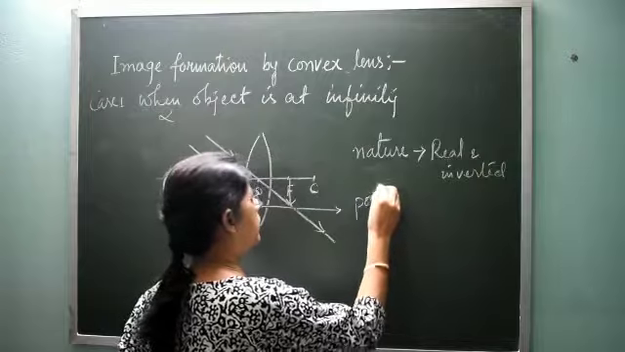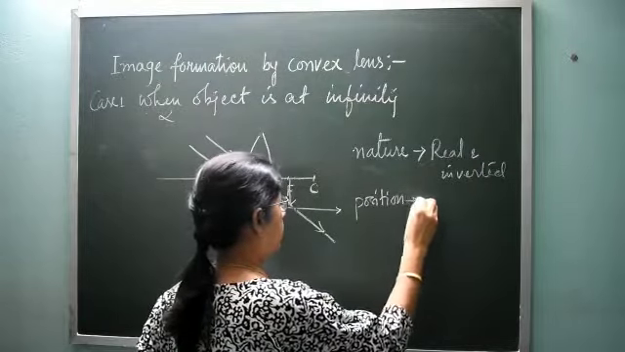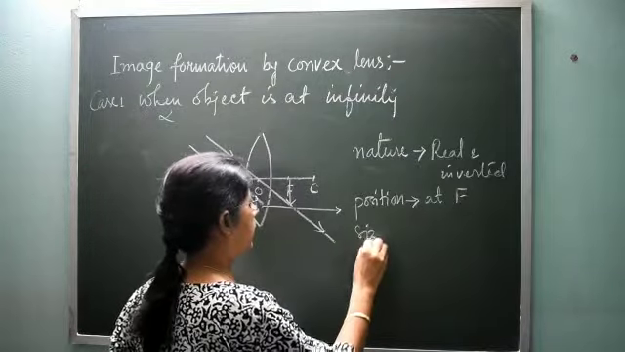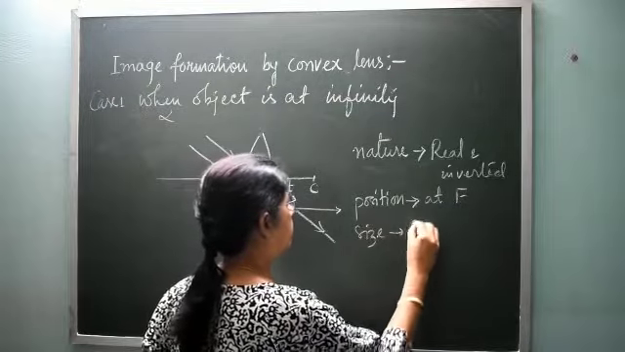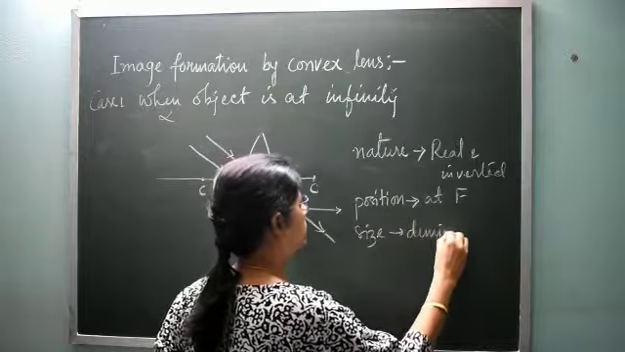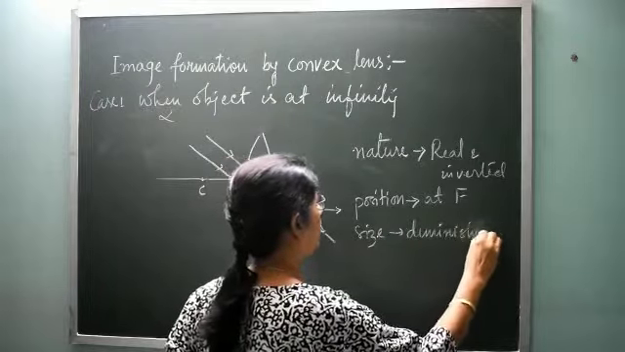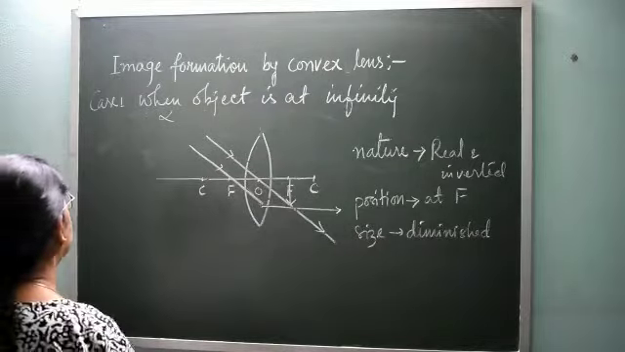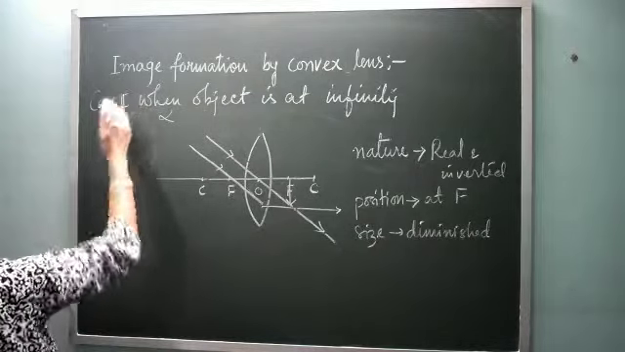Position: where is the image located? It will be at F. What about the size? Size is diminished, smaller than the object. I think it is clear to you. Then we are going to draw case 2.